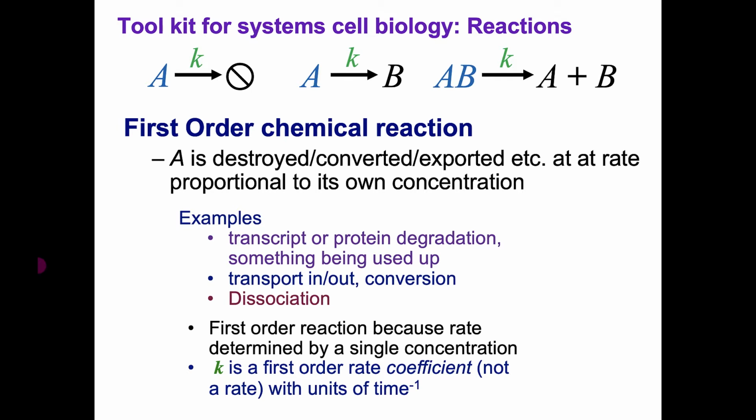Here K is a first order rate coefficient. K is not a rate, it's a rate coefficient, and the units of K are inverse time, 1 over time.